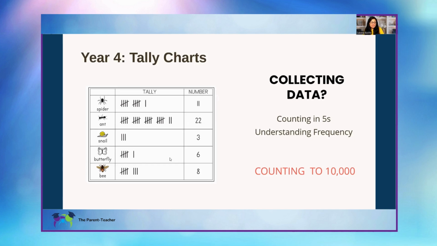They learn how to count, well, not necessarily count in fives because they should already be able to count in fives when they get to year 4. But now they can see the practical reasons for counting in fives and representing the pictures and then turning them into numbers so that it is easier to count and easier to see.